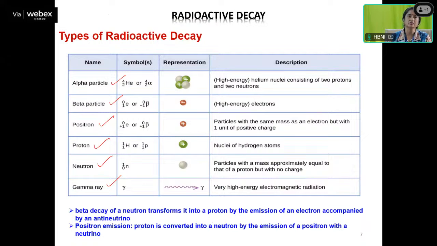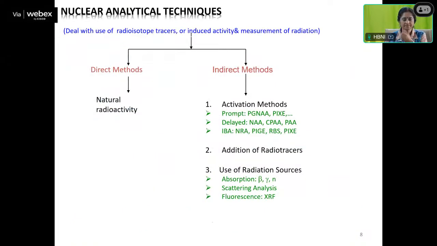So beta decay of a neutron transforms it into a proton by the emission of an electron accompanied by an antineutrino. Similarly, a proton is converted into a neutron by the emission of a positron with a neutrino. So that is where they are coming from inside the nucleus.